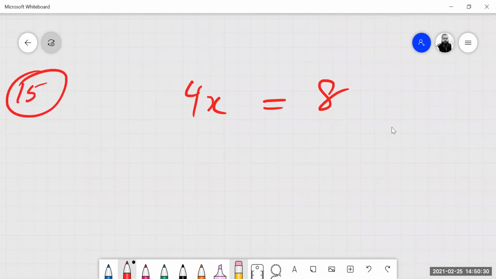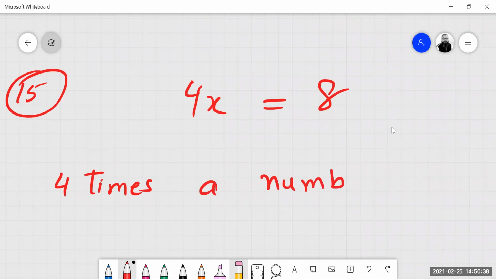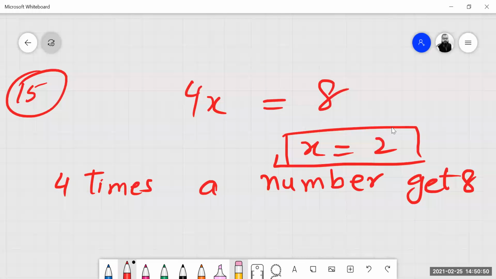8. 4, I mean 4. 2. x is the number. Be good boys. 4 times a number gets 8. 2. 4 times means multiply by 4.